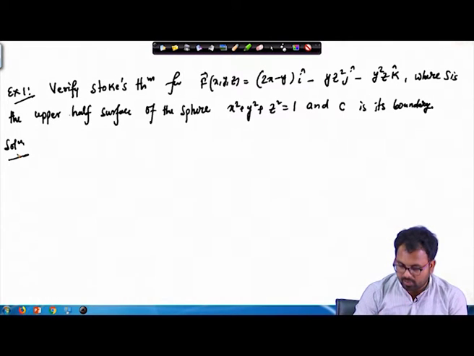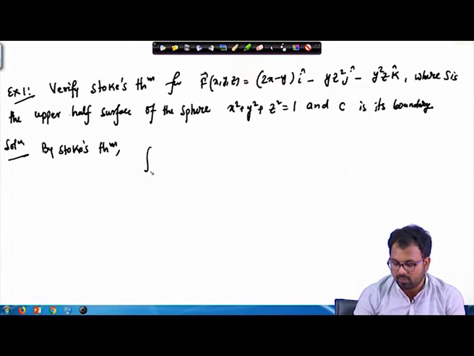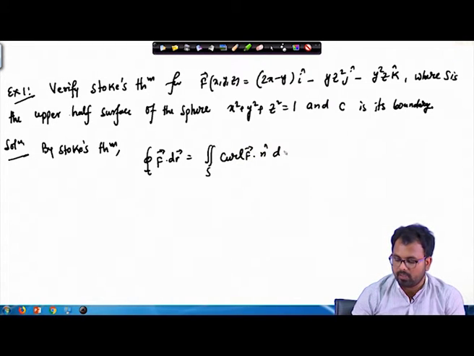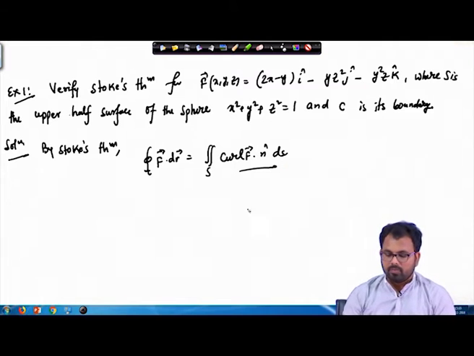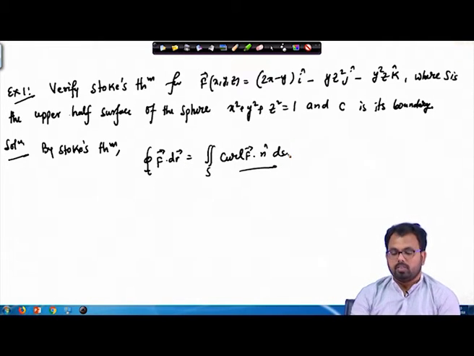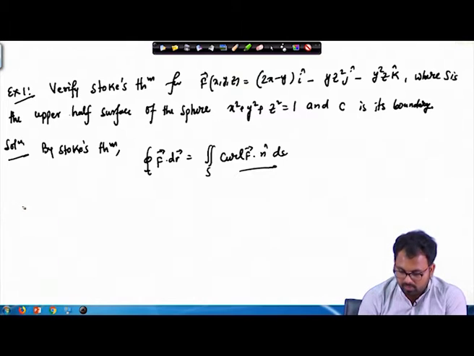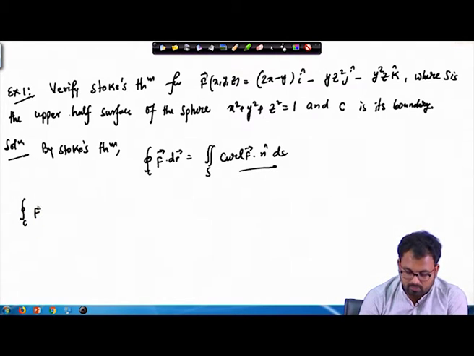To verify the Stokes theorem, we write the statement. So, by Stokes theorem, we have line integral F dot dr equals surface integral curl of F dot n dS, right. So, the left hand side must be equal to the right hand side. Let us start with the left hand side, which is the line integral F dot dr.